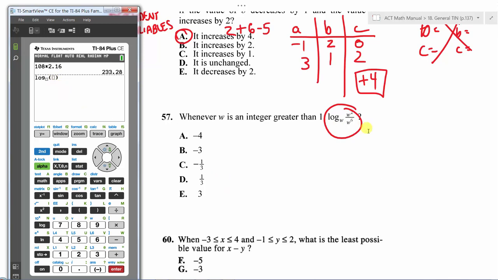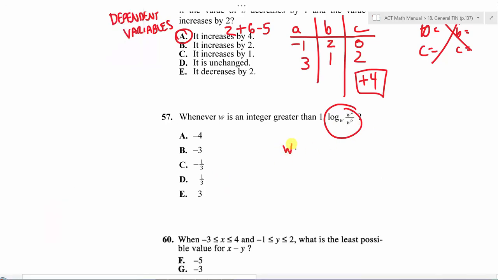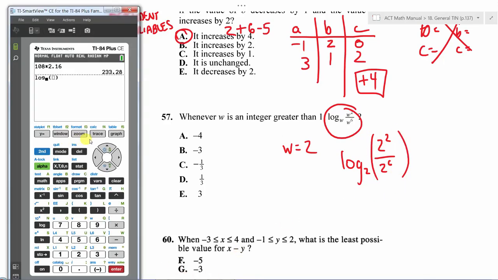So if we just say that W equals, let's say W equals 2. What this is going to become is log base 2 of 2 squared over 2 to the 6. And I'm not even going to do that calculation. I'm going to go right up in here, and I'm going to hit the 2 there. And then, you don't have to do it this way, but to make this nice and neat, I'm going to hit alpha, and then this F1 key, which is the Y equals key.